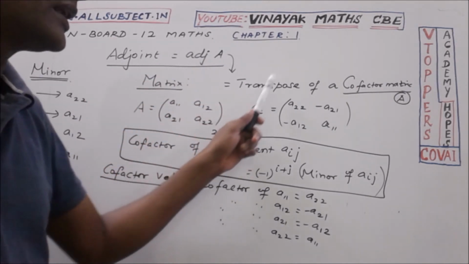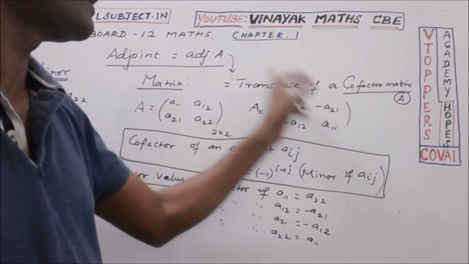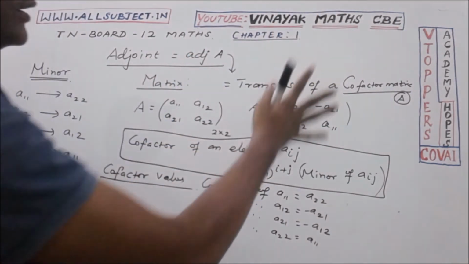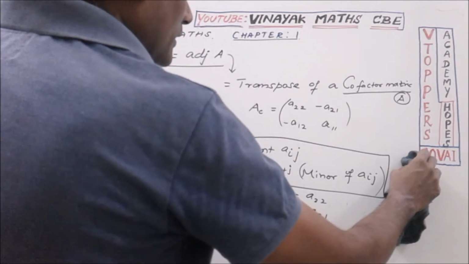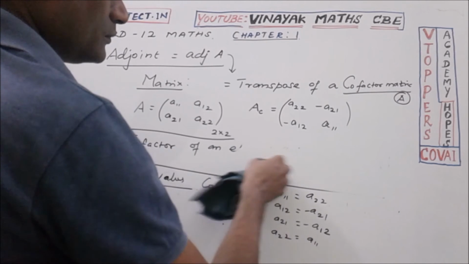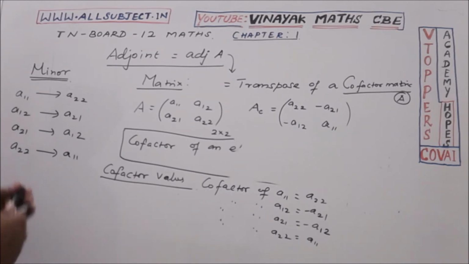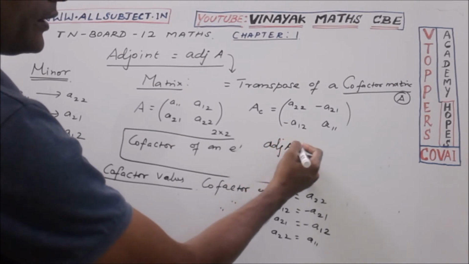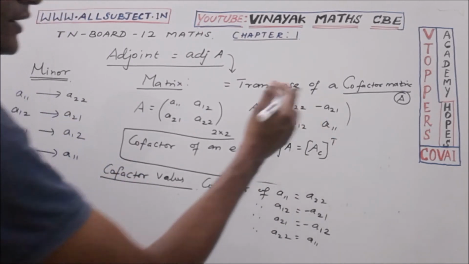The adjoint is nothing but the transpose of the cofactor matrix of the given matrix. Now this is A, this is the cofactor matrix. Now we should transpose it. Then we will get the adjoint of the matrix. So by transposing we get a matrix that is known as the adjoint matrix. So adjoint of A equals the transpose of the cofactor matrix.